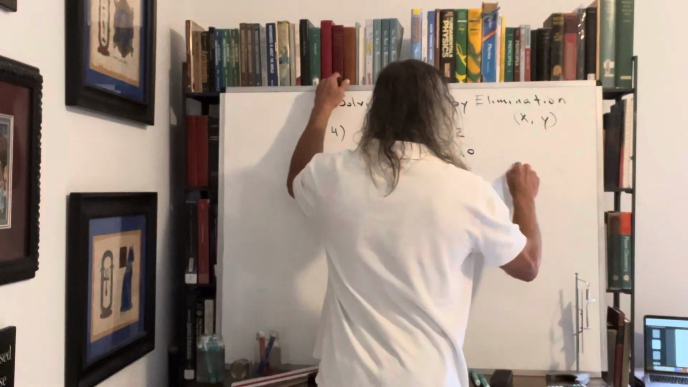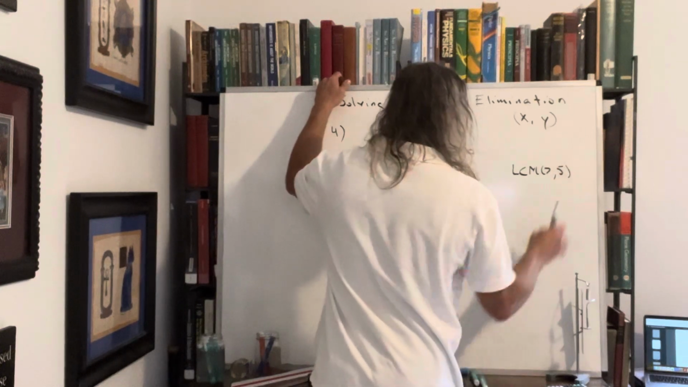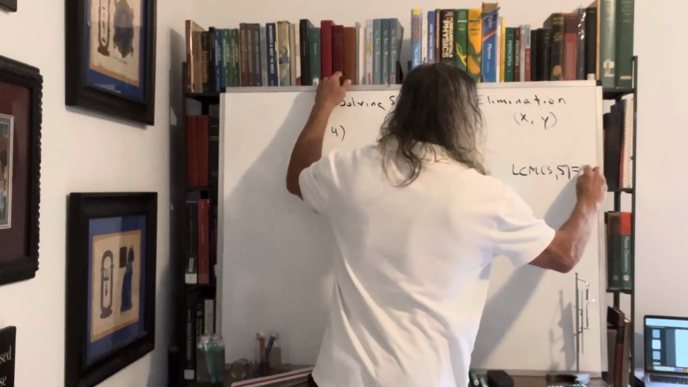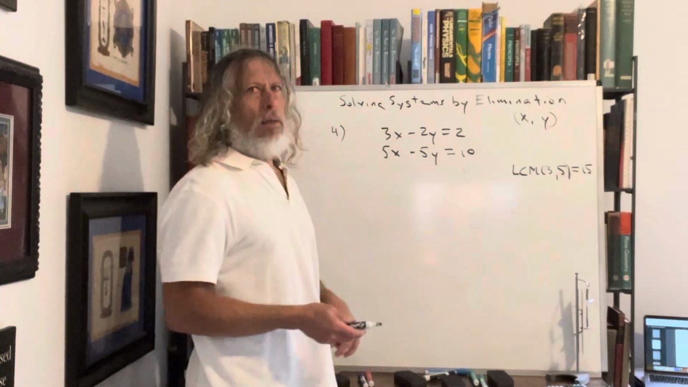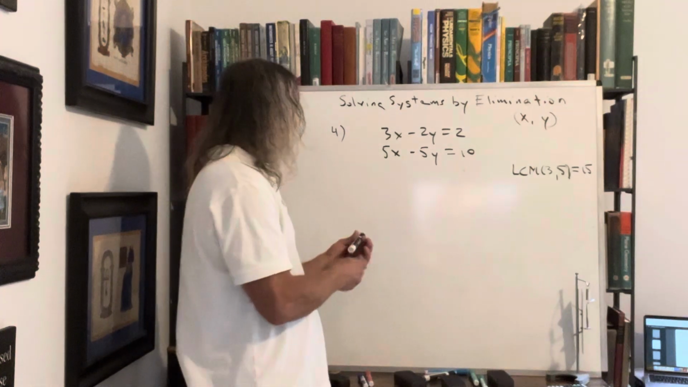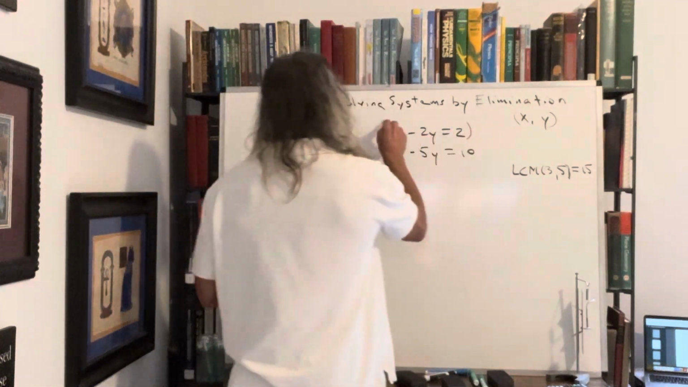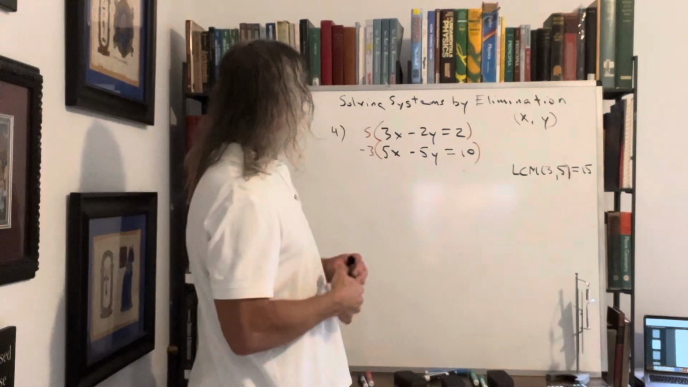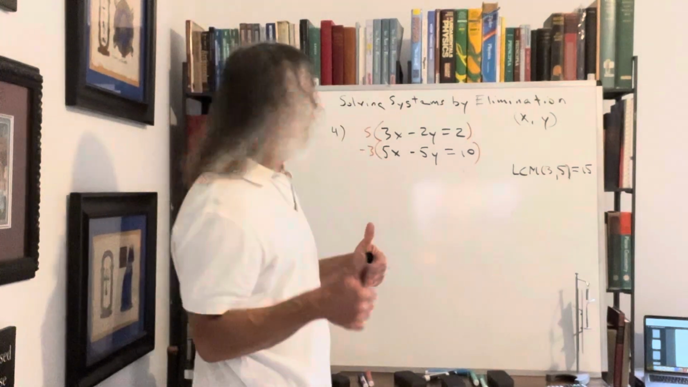So LCM 3, 5. Work it out and you get 15. So I want to make each of these 15 so they're equal but opposite. And one of them will be negative. So how do we make this 15? Multiply by 5. How do we make this one? Multiply by negative 3. That makes 15. That makes negative 15. So we're good.